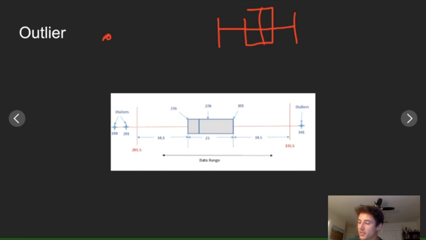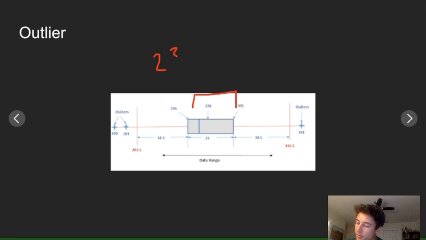Now, how do we say that's an outlier, though? Because we can't go around saying every number is an outlier until we get a symmetric distribution. What we have to do is a statistical test to see if a number is an outlier. To do that, we take the IQR for this right here, which looks about 23, and we multiply it by 1.5. That gives us 34.5.